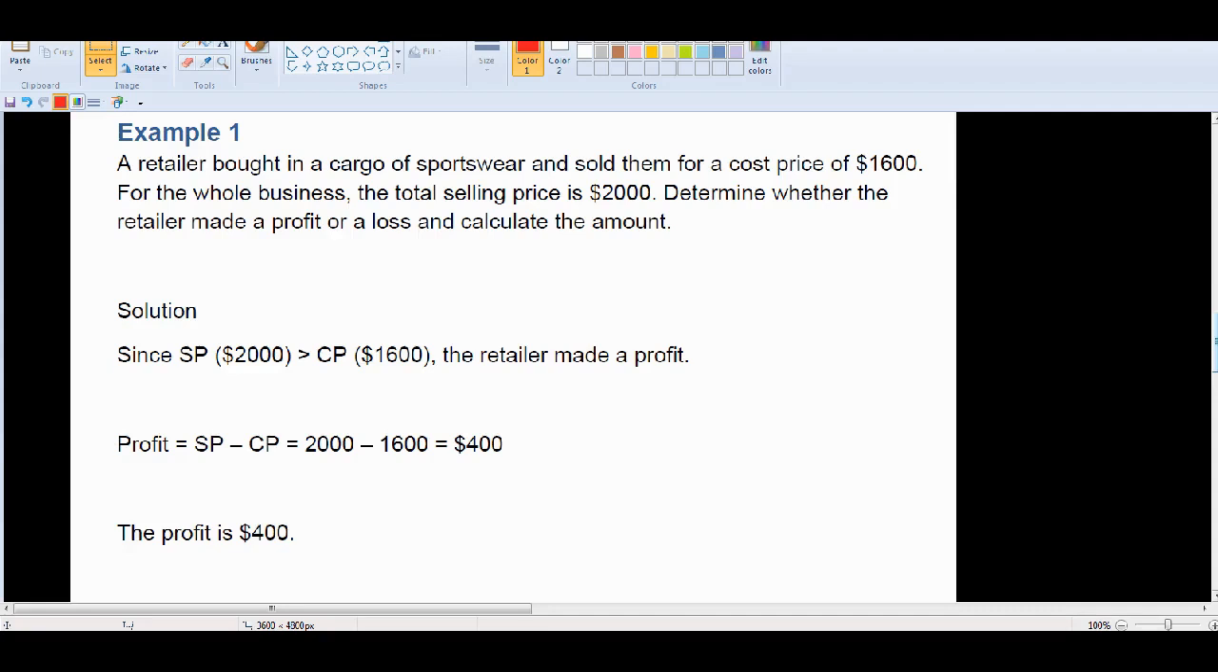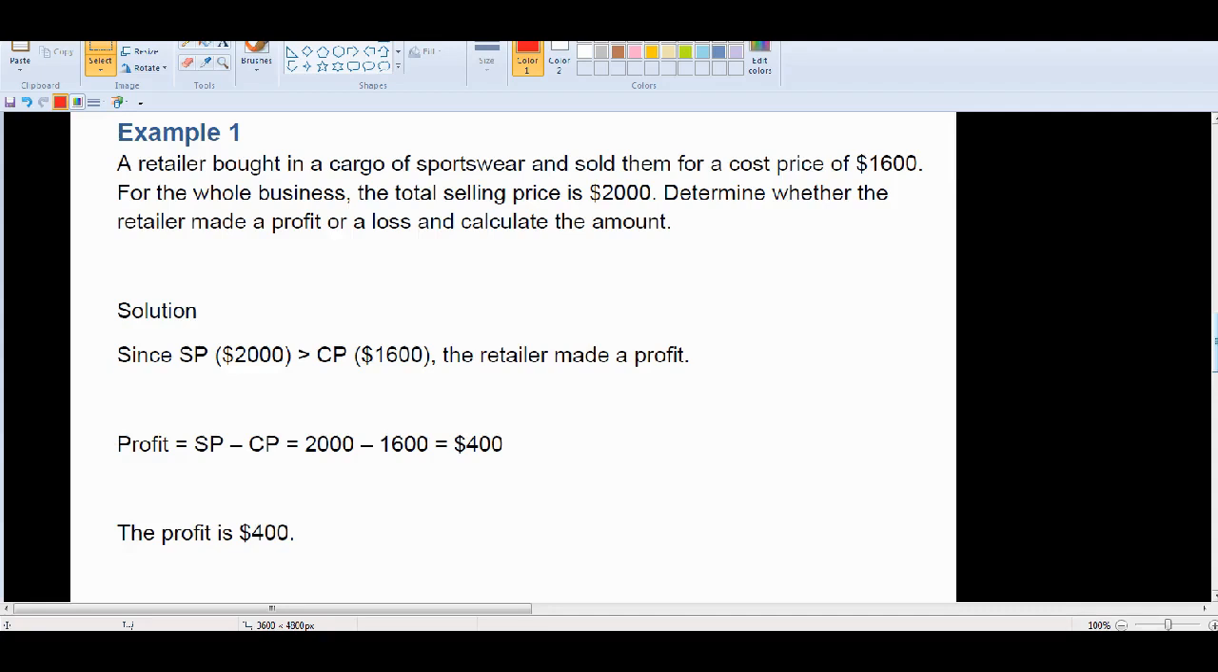From the retailer's point of view, a profit means the selling price is higher than the cost price. The selling price now is $2,000. Cost price is $1,600. So selling price is now greater than cost price, so we know the retailer makes a profit. How much is the profit?